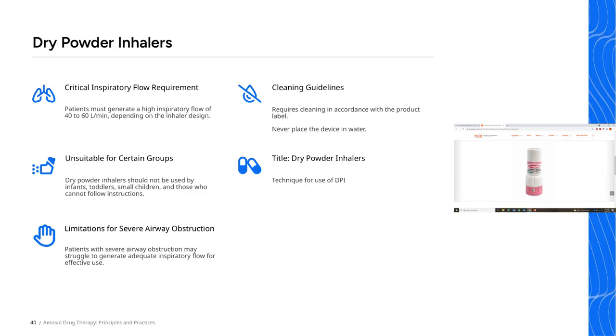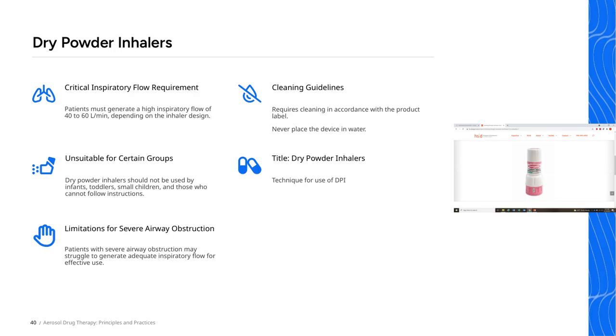Moving on, patients with severe airway obstruction might find it difficult to generate enough inspiratory flow for the inhaler to work effectively. This is a significant limitation because if the patient can't inhale strongly enough, the medication won't reach the lungs properly. Additionally, DPIs are not suitable for everyone. They shouldn't be used by infants, toddlers, small children, or anyone who can't follow instructions properly. These devices require a certain level of coordination and strength.